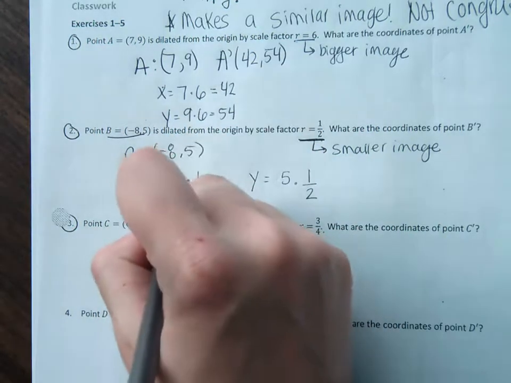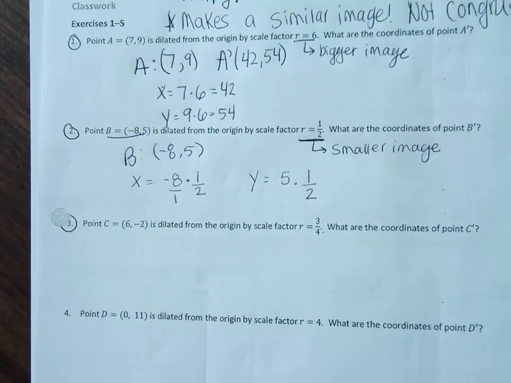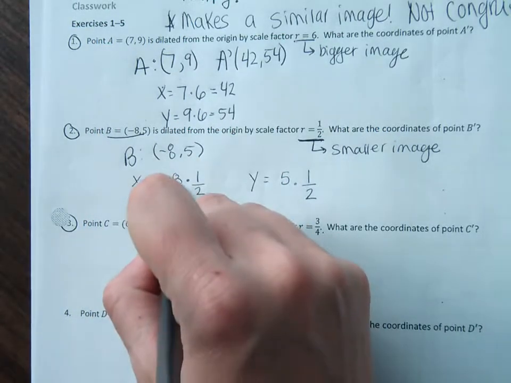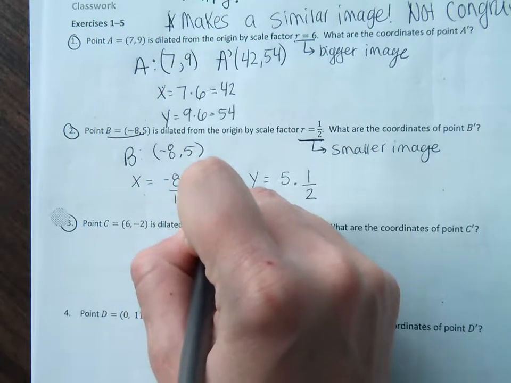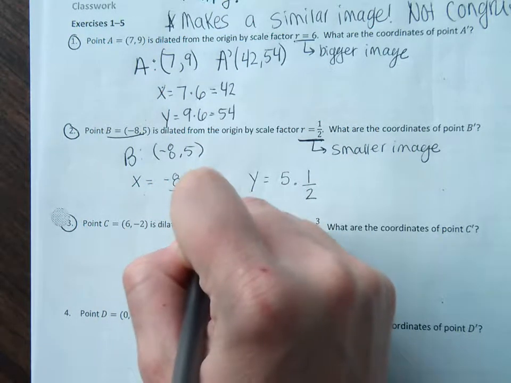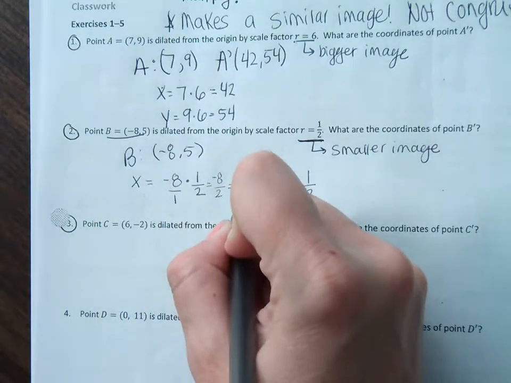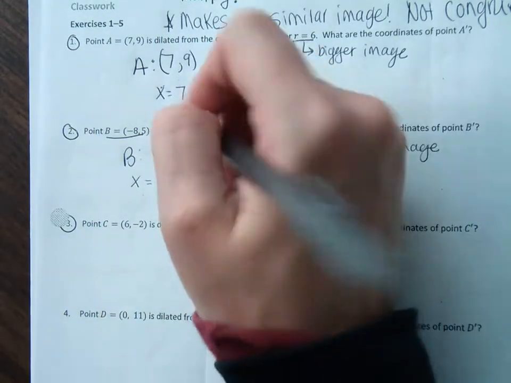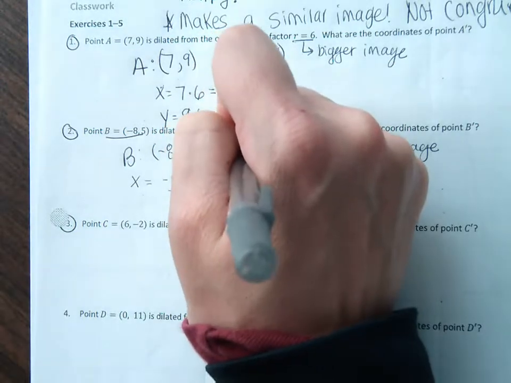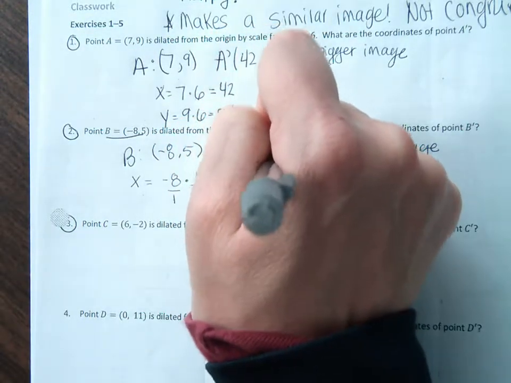Remember, when we multiply fractions, we make sure they both have a numerator and denominator, and we multiply straight across. -8 times 1 is -8. 1 times 2 is 2, and then we simplify if we can. -8 divided by 2 is -4. So B prime, our x coordinate is -4.